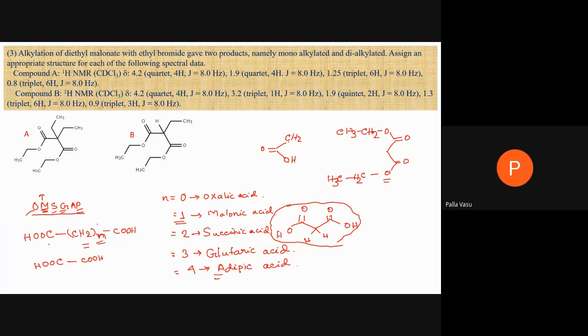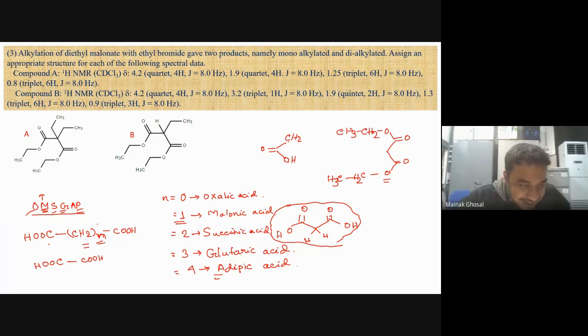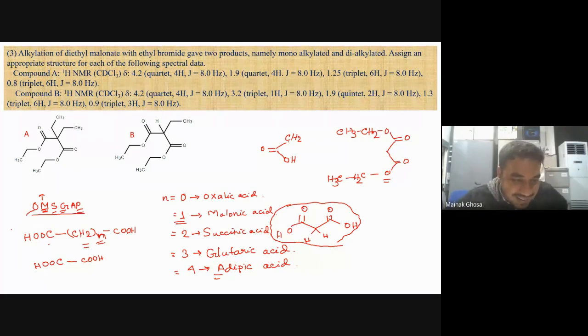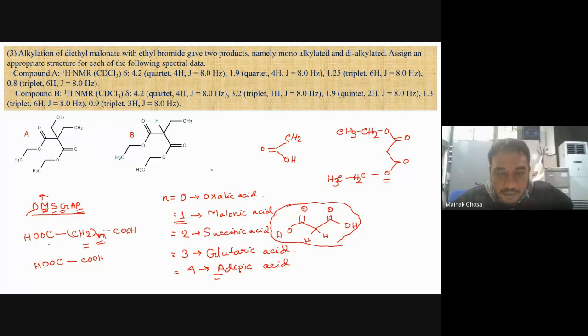Sir, in the OMSGAP, T is written, why is T written, sir? Oh no, sir, it is that arrow. Okay, sorry for this. This is the arrow, this is not T. I just mentioned malonic acid here. Okay, sir. So what will be the malonic acid? COOH, CH2, because only one CH2 will be there, and COOH.